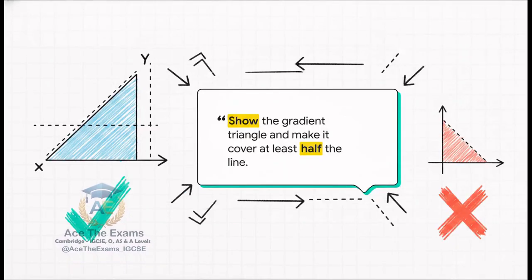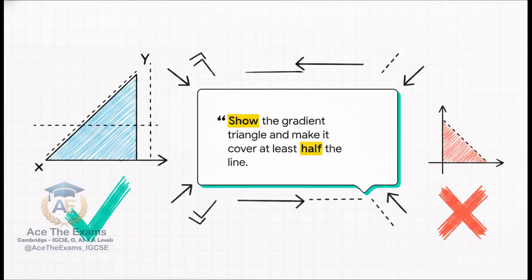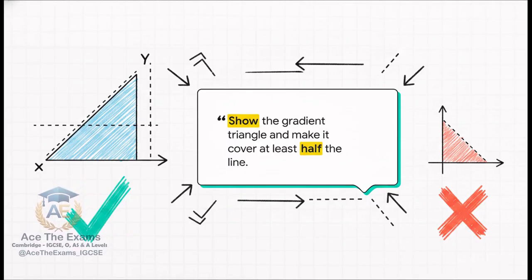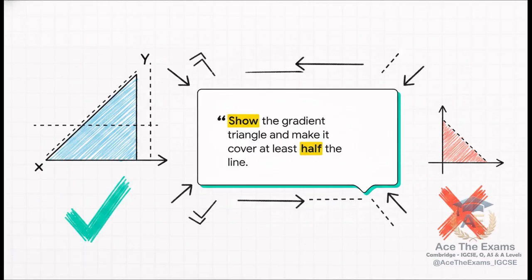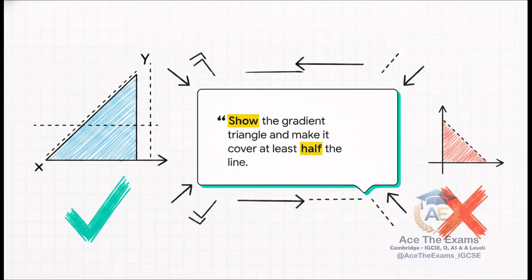To avoid that disaster, you must follow a golden rule pulled directly from a mock examiner report. It says, show the gradient triangle on your graph and make it cover at least half the drawn line. I can't stress this enough. If you draw a tiny little triangle right next to the origin to calculate your resultant force or density gradient, you will be penalized. A huge triangle proves you're taking a reliable average across a wide range of data points. So draw it big and draw it clearly.